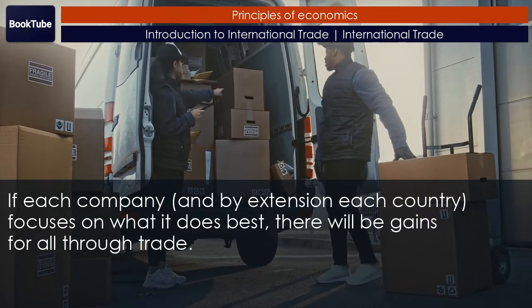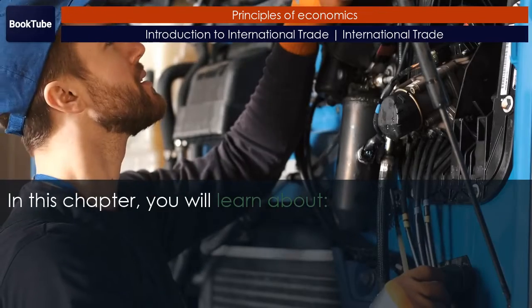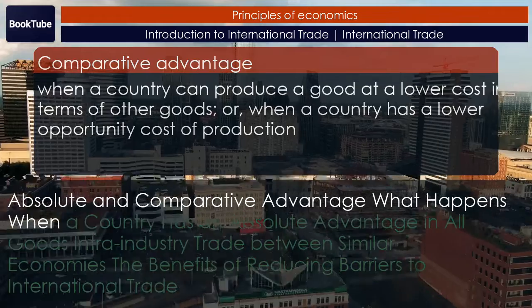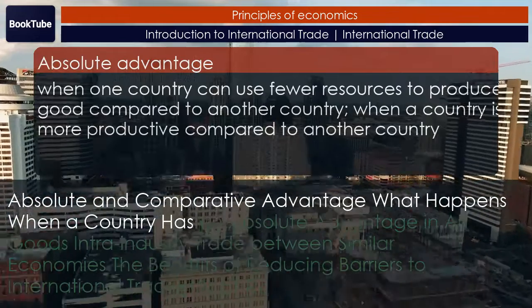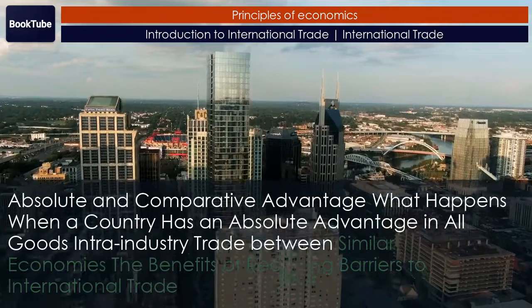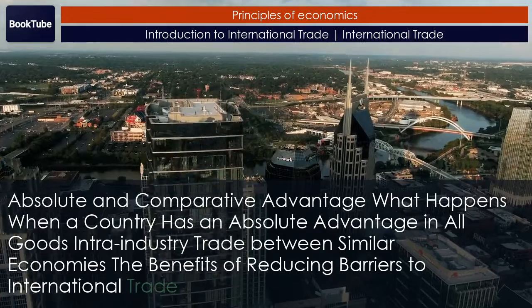Introduction to international trade. In this chapter, you will learn about absolute and comparative advantage. What happens when a country has an absolute advantage in all goods? Intra-industry trade between similar economies. The benefits of reducing barriers to international trade.